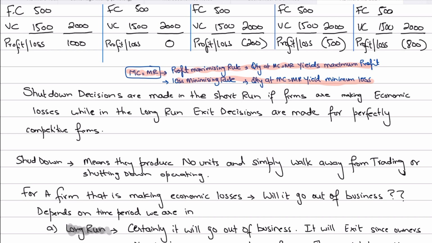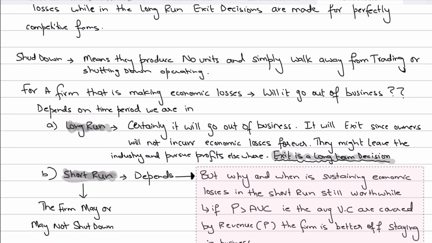So shutdown decisions are made in the short run if firms are making economic losses, but in the long run, we make exit decisions. For example, let's say we are talking about perfectly competitive firms, right? Now, what exactly do you mean by shutdown? Shutdown means that you're not producing any more units, you're suspending your production, you're walking away from trading. However, when you're saying that you're shutting down your operations, this does not at any point mean that you are exiting the industry, right?